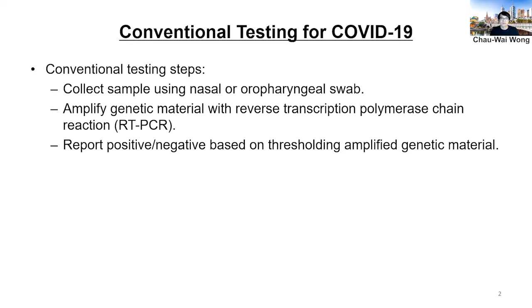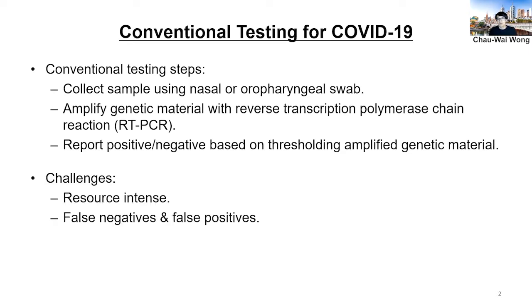The RT-PCR process is a relatively resource-intensive procedure that can lead to false positives and false negatives due to a variety of technical or operational issues. Of course, we would like more efficient testing schemes for COVID-19 because an efficient scheme allows us to test more people, to test more frequently, and to test more accurately so as to help better control the pandemic.